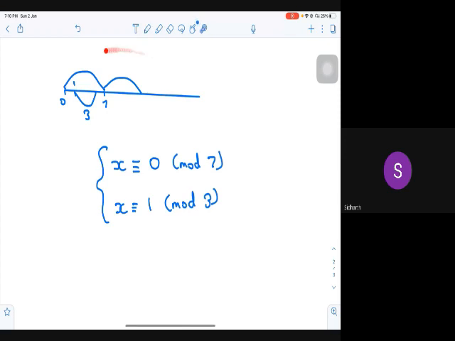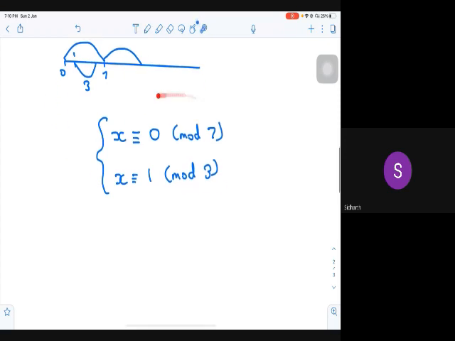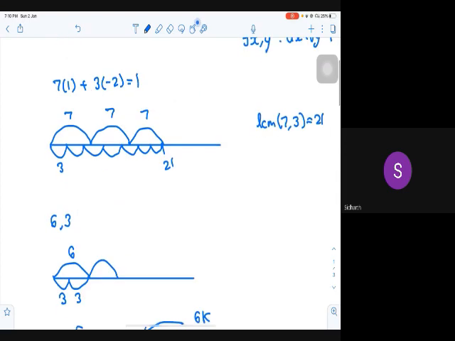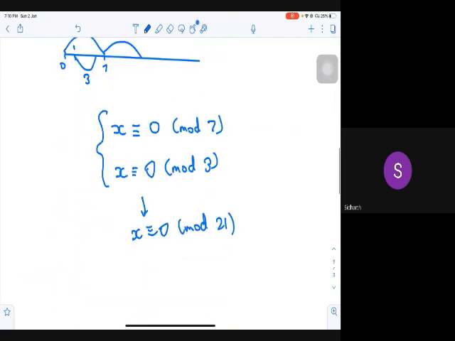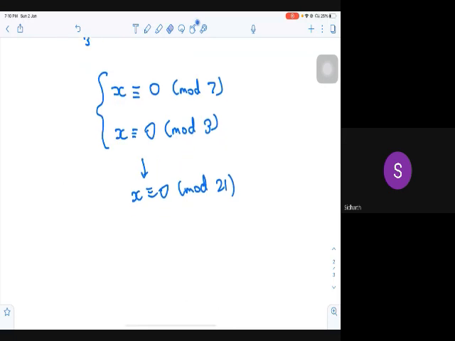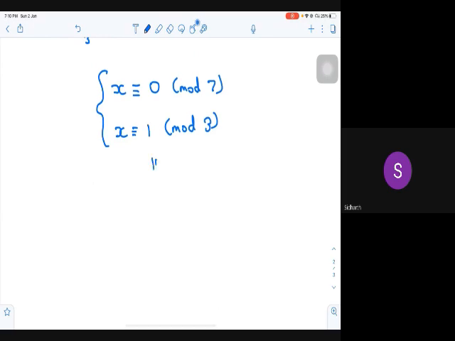So what I said about this, they don't talk to each other, basically corresponds to saying that this system would have a solution. If you consider this, then this had the solution x congruent to 0 mod 21, which is what happened here. They both intersect at 21. And even this would have a solution: if you consider x congruent to 1, even this would have a solution x congruent to something mod 21.